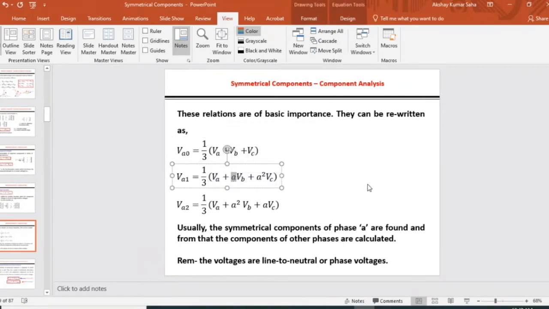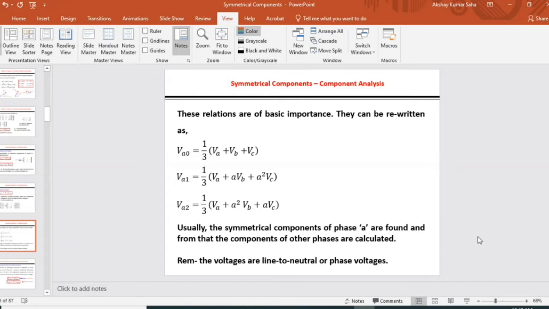A is the complex number operator that we already know. It's 1 at an angle of 120 degrees, which is equal to e to the power j theta, where theta is 120 degrees, which we can also express in rectangular form: cos 120 plus j sin 120, which ends up having a value of minus 0.5 plus j 0.866. So if we have the VABC phasors, we can find out all of them. Right, so that's that one.